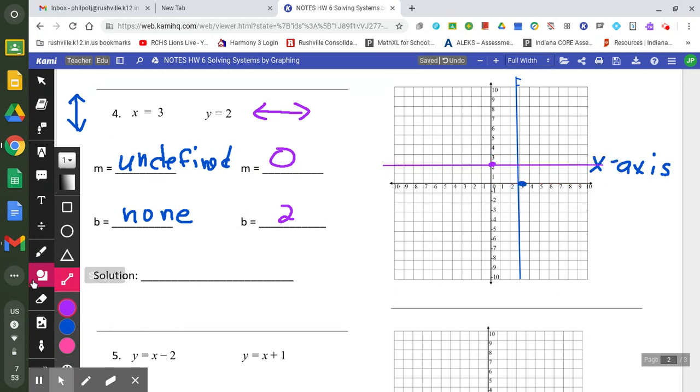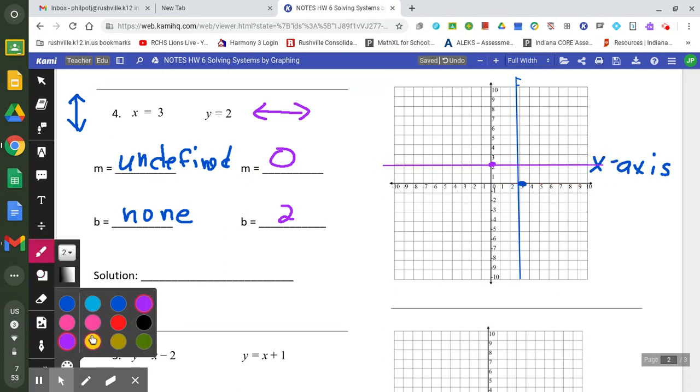And so where those two cross is the solution. So right here. And that solution should be 3, 2.